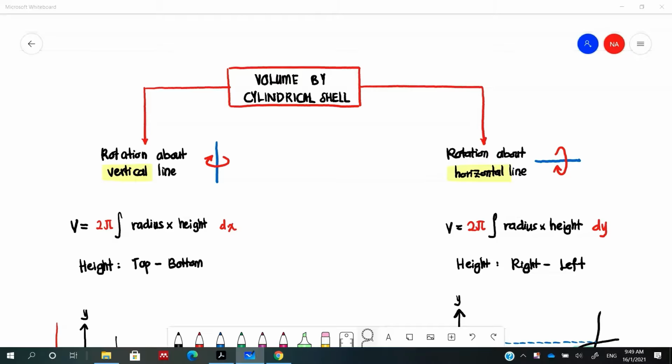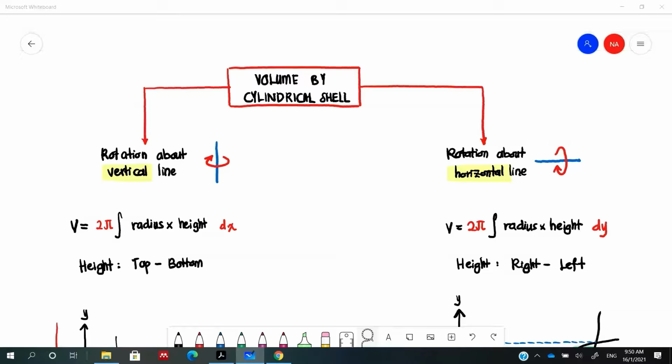Alright, in this video, we will look at the volume by the last method in this chapter, which is the cylindrical shell, or sometimes we call it the shell method. We should divide this type of volume into two parts. The first category is the rotation about a vertical axis, which is parallel to the y-axis, and the other is the rotation about a horizontal axis, which is some horizontal line parallel to the x-axis. Let's look at the first one.